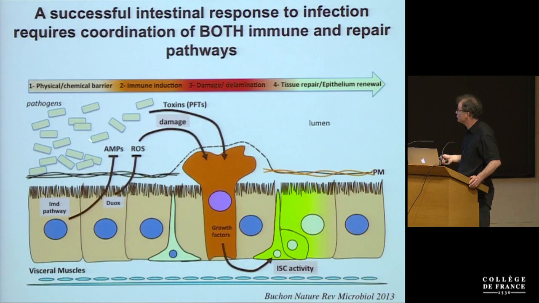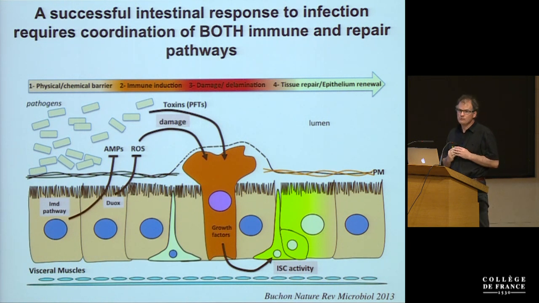So globally, what we could show is that bacteria enter through the gut. They are recognized. They trigger the production of antimicrobial peptide that kills the bacteria. They trigger also reactive oxygen species that kills the bacteria. But the side effect of that is to damage the epithelial cells that start to delaminate. And we are able to identify some factors which are released by the cells that delaminate to inform stem cells to divide and to repair the gut. So you maintain barrier integrity.